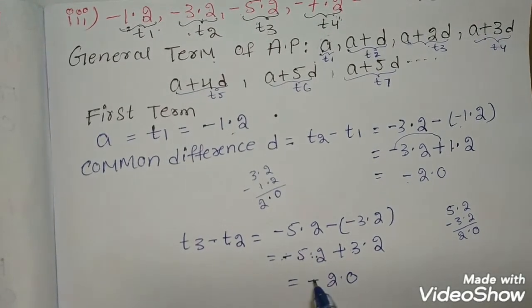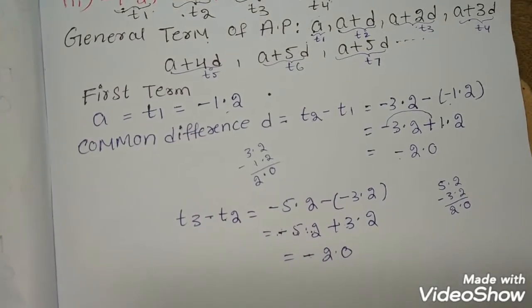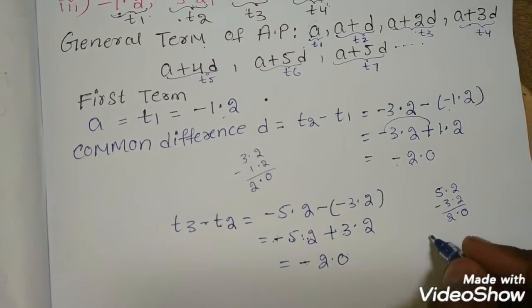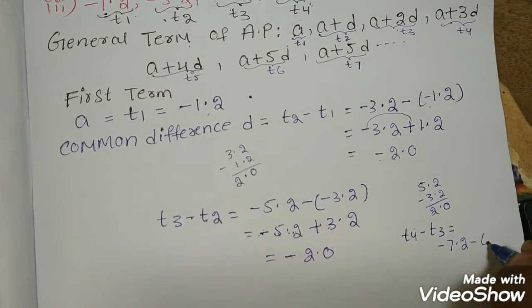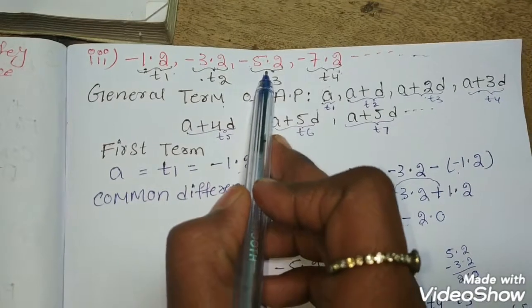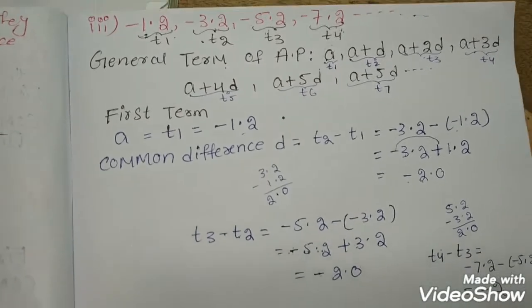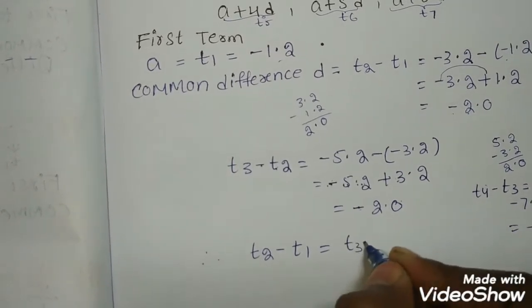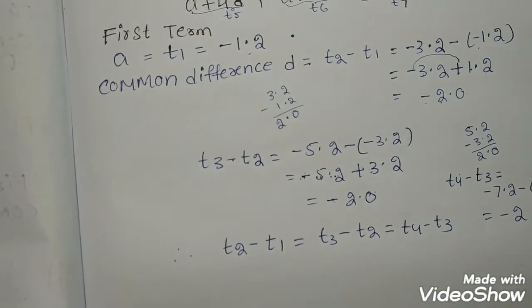Now why do we keep minus here? Because 5/2 is greater than 3/2. See, the same common difference came. Let's check another also. If you take T4 minus T3, minus 7/2 minus of minus 5/2, you also get the same common difference. Therefore T2 minus T1 is equal to T3 minus T2 is equal to T4 minus T3. Our common difference is a constant term.